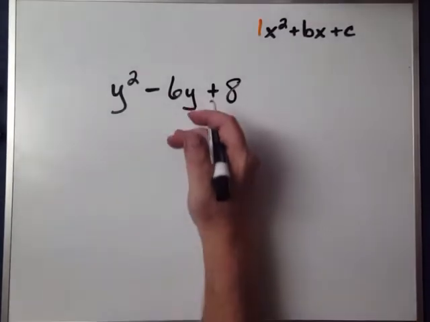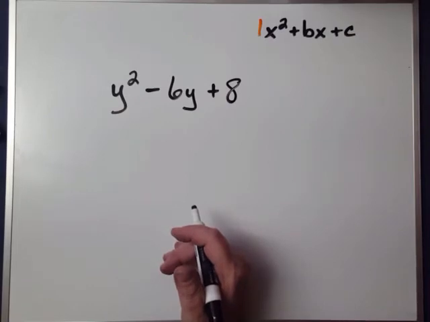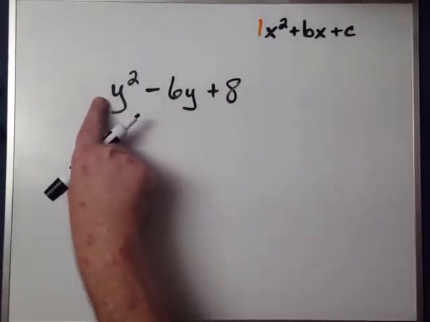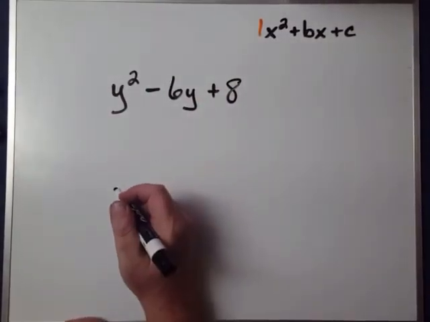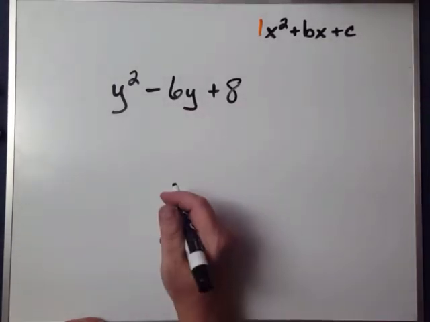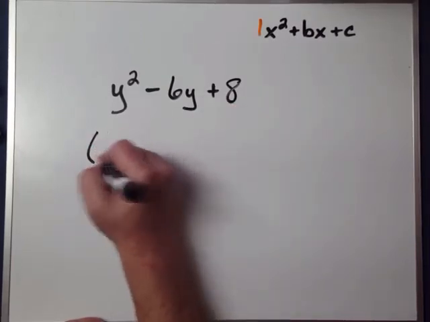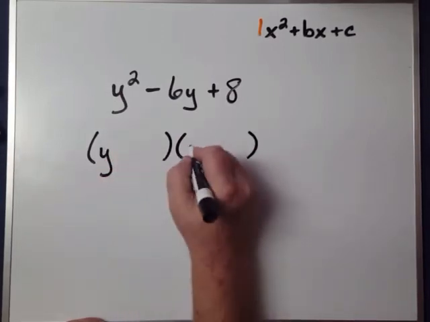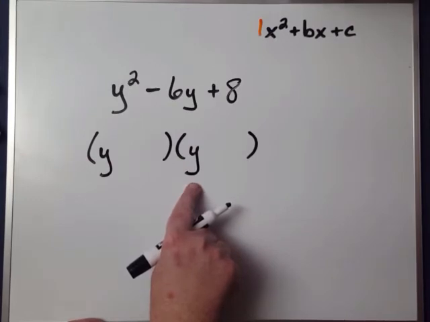In other words, I want to unfoil this. I want to turn this back into a FOIL problem, a product of two binomials. Leading coefficient is 1. Good. That means that this method that we're working out here should work on this problem. If this trinomial factors, it will factor as a pair of binomials, this time each starting with y. That's how I get y squared back when I FOIL this back together.